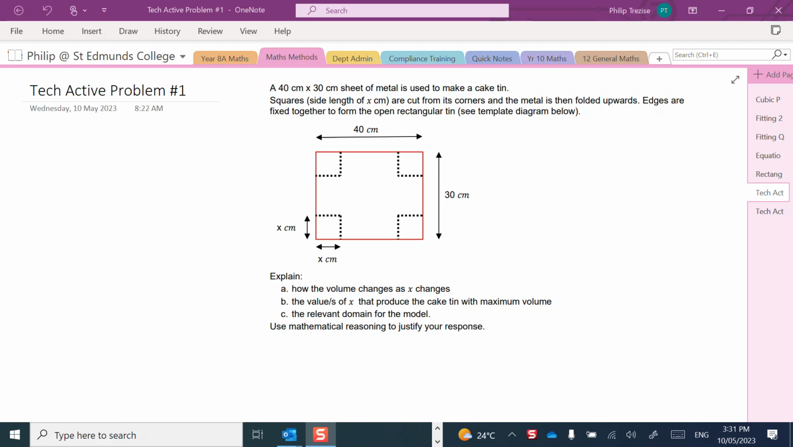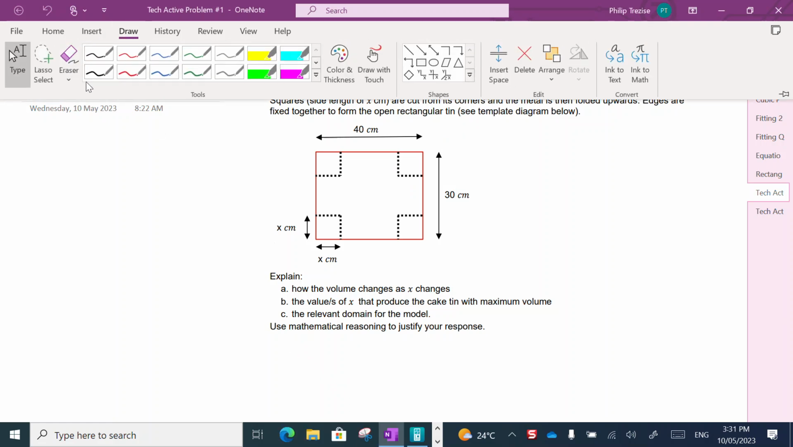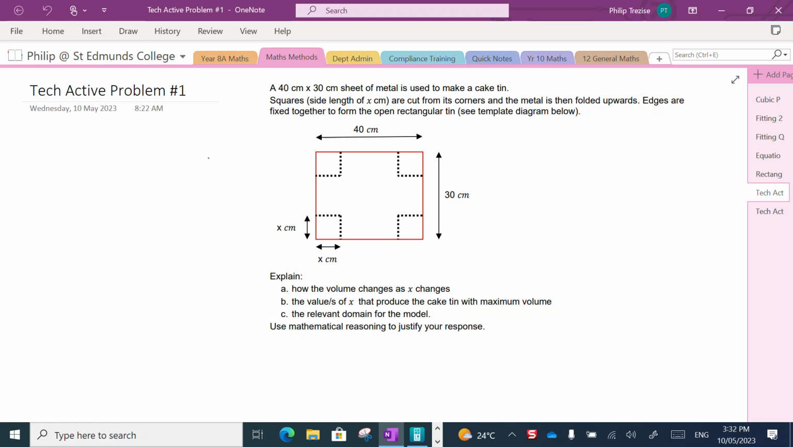Hi everyone. In this lesson I'm going to be demonstrating how to solve this problem, and we're going to be making this a TeX active solution, so I'll be using my Casio graphing calculator. Now let's begin here, and we'll start off by looking at what we've got here.